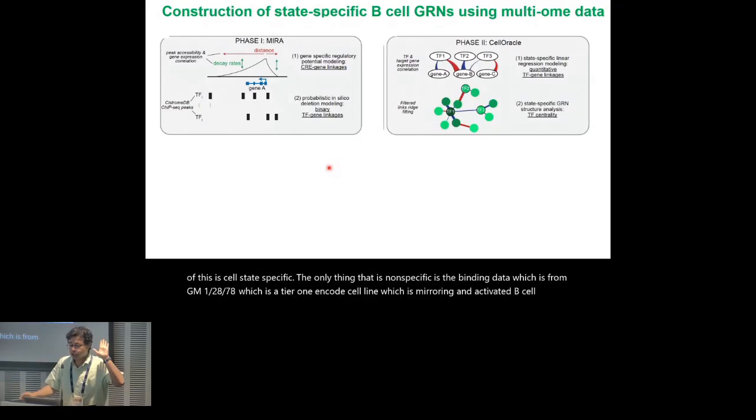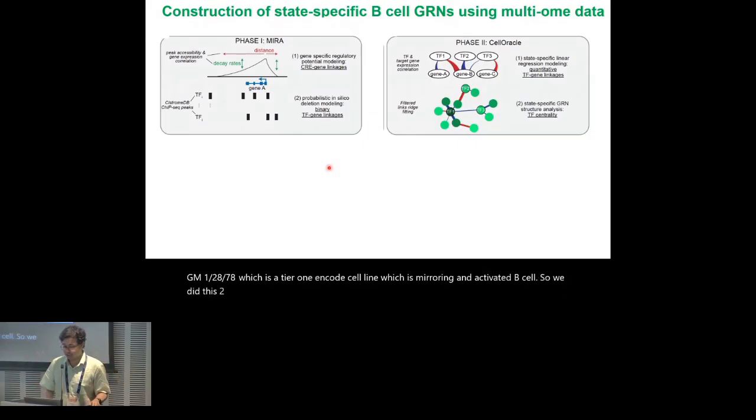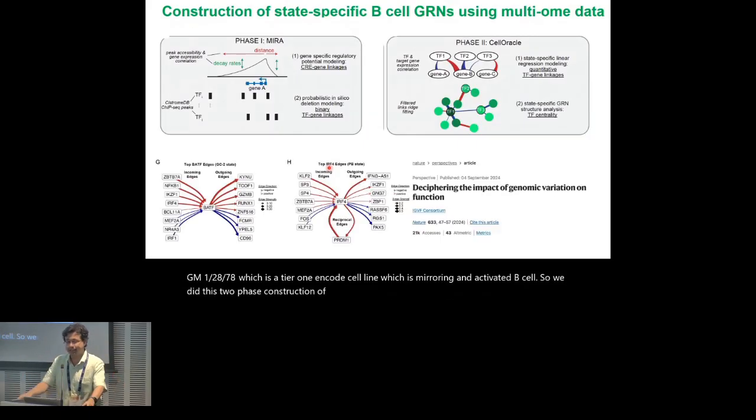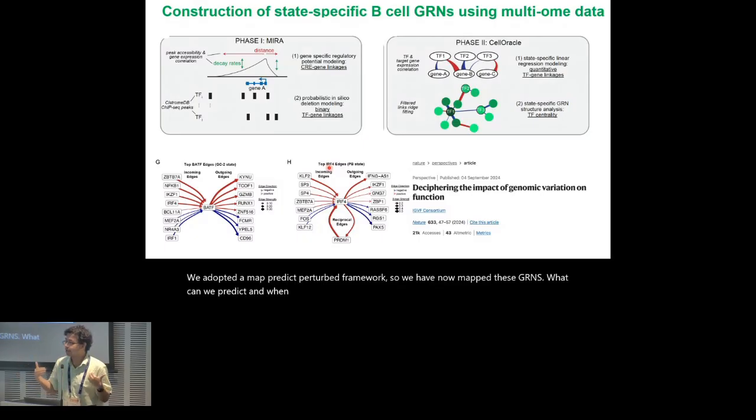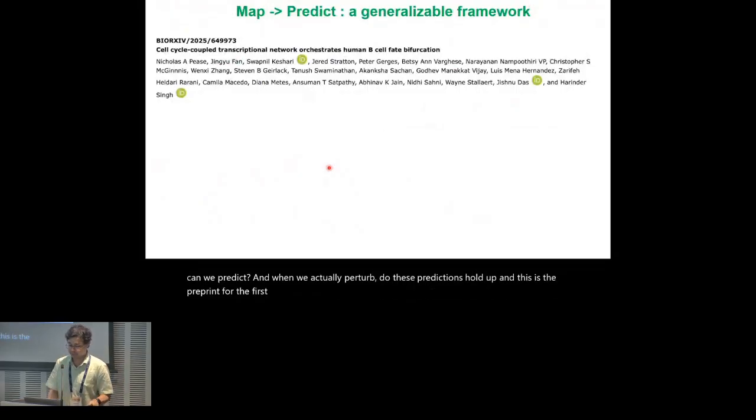So we did this two-phase construction of GRNs, and as we described in this marker paper from the consortium, we adopted a map, predict, perturb framework. So we have now mapped these GRNs. What can we predict? And when we actually perturb, do these predictions hold up? And this is the preprint for the first manuscript in case you're interested.